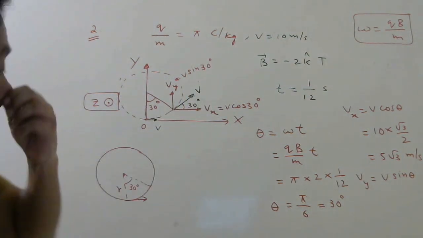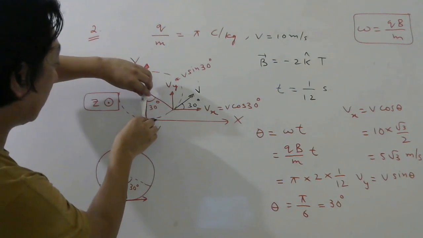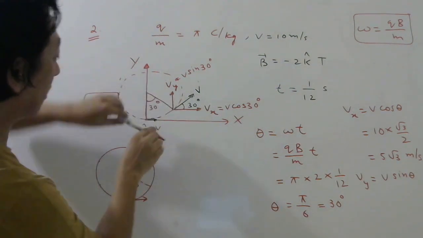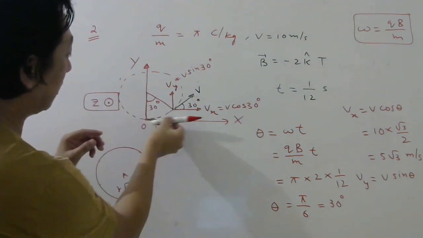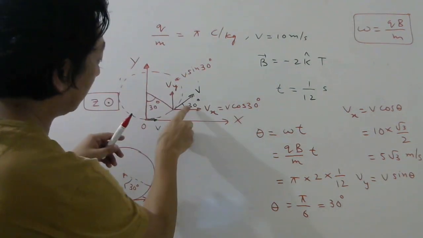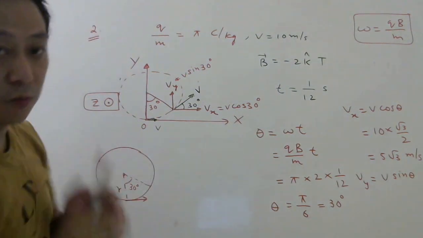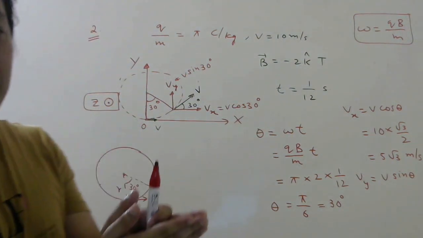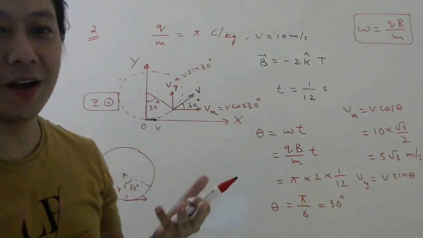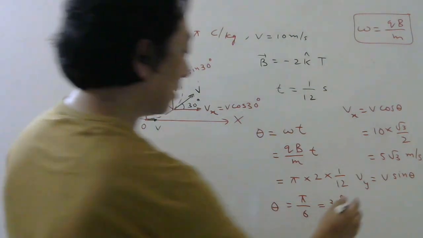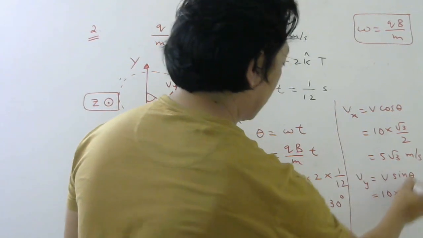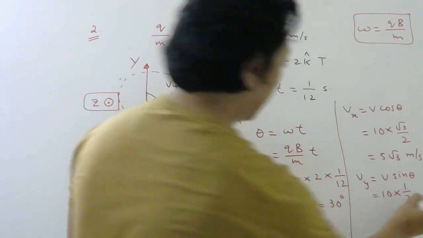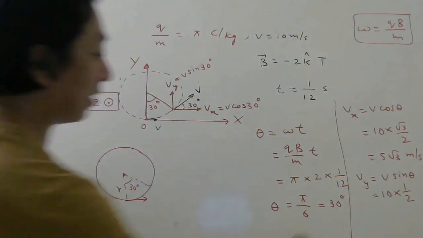So the main thing here is, the angle by which the radius will turn is the same angle by which the velocity vector will turn. So if the velocity was here, now it will be here, making 30 degrees with the x axis. And once you know the angle made by any vector with the x axis, you can easily find its components. So what will be Vy? Vy will be V sin theta, so 10 into sin 30 degrees, sin 30 is half, so it will be 5.